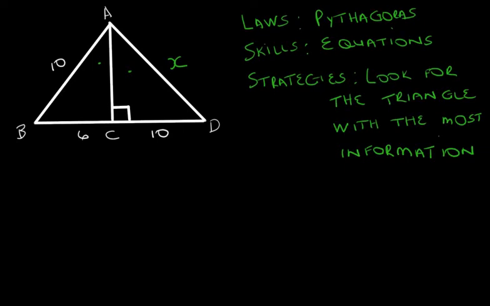Can you tell me? What do I mean by the most information? I mean the most given sides. So we've got 1, 2 given sides here, but we only have one given side here. So that tells us that we are going to solve for triangle ABC first. Let's do that. Before I do that, I also wanted to remind you to remember that Pythagoras only applies to right-angled triangles. So back to triangle ABC.